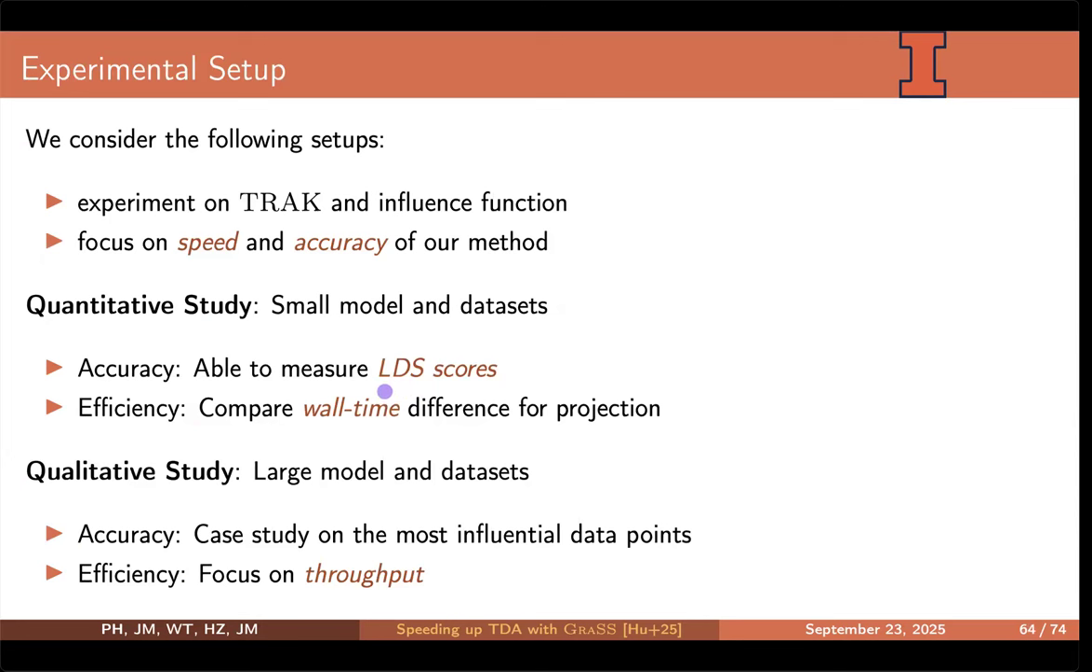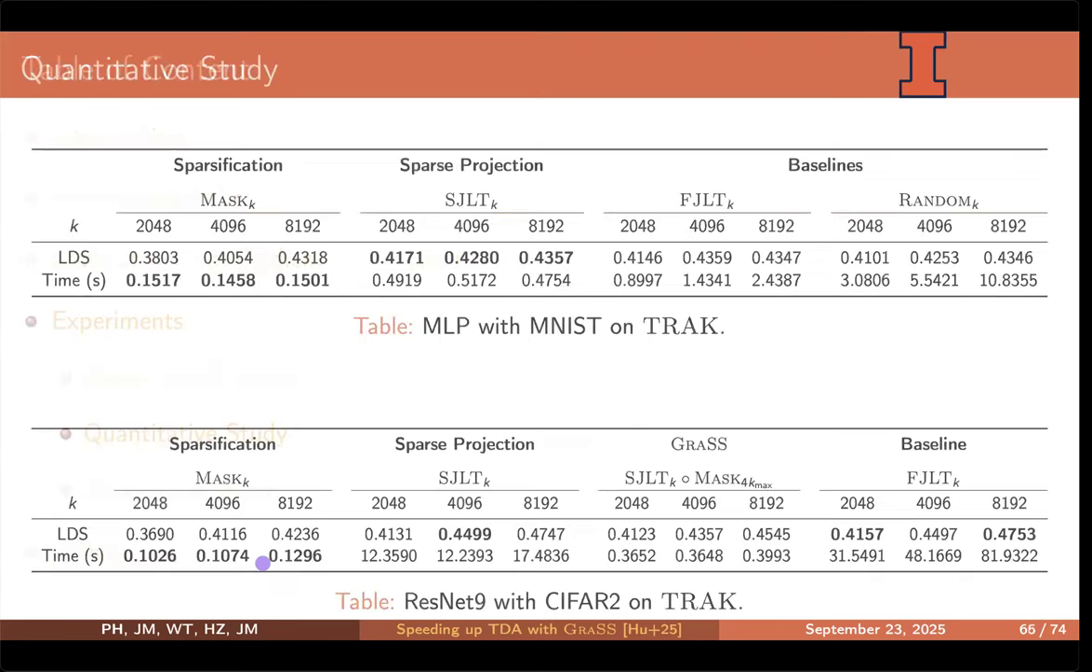But essentially, the higher the LDS score is, the better or the more accurate our attribution score is. Okay. And then for efficiency, we're going to compare the wall clock time between projection. And then we go to the qualitative study, which focuses on larger models and data sets. And for efficiency, now we consider throughput, and for accuracy, we consider a case study of how qualitatively relevant our identified most influential data point, which is the data point that receives the highest attribution score, is to our input.